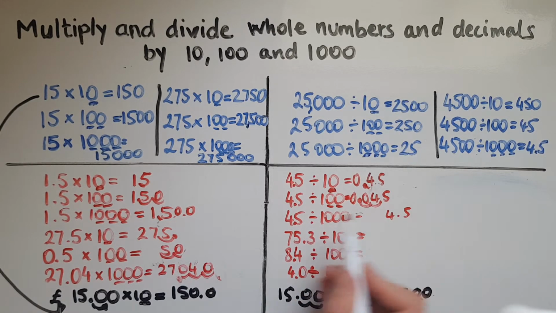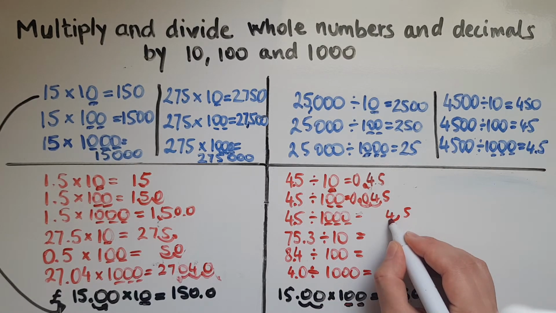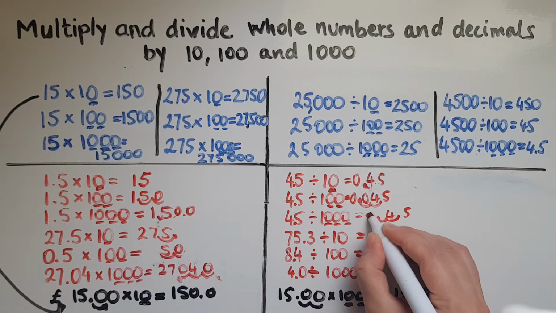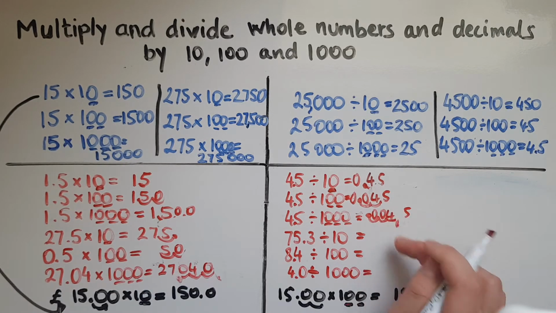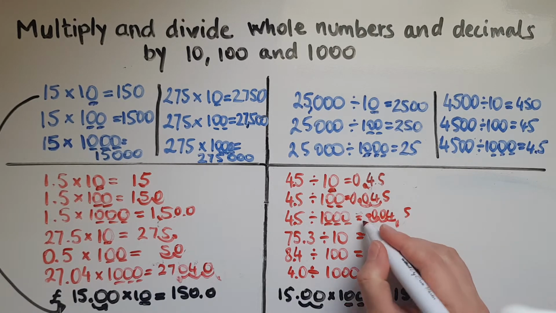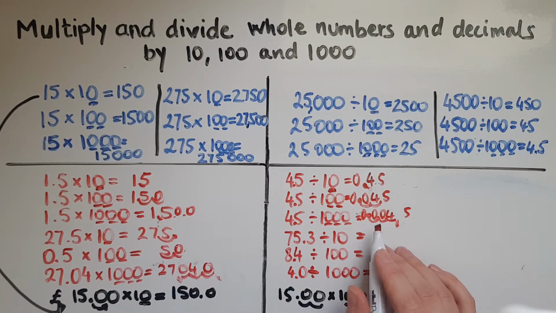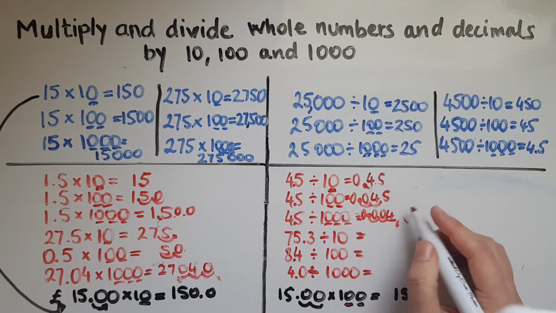Now 4.5 will be divided by 1000. So divided, and moving 3 places. So we go 1, 2, 3. So it's going to be there. Now we have 2 places unfilled. So 1, 2. That decimal is moving from there, and we need a 0 in front to make this into 0.0045. So I'll bring the 5 a bit closer here.